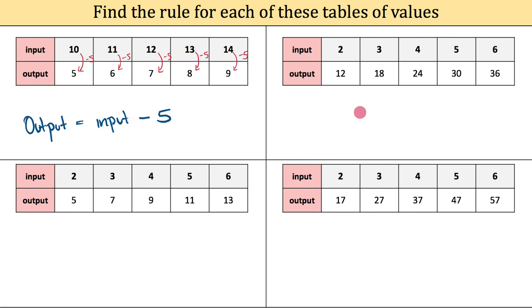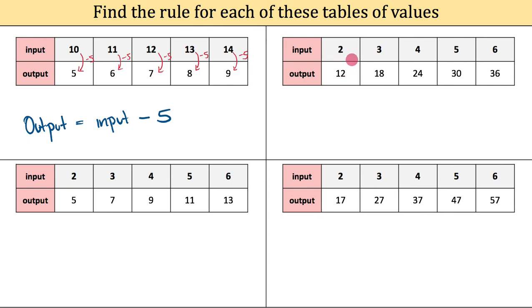Let's move on to our next one. So here we have 2 and 12, and 3 and 18, and 4 and 24, and 5 and 30. What exactly is going on here? Well, am I plussing something to it each time? It looks like something else might be happening. So let's have a look.